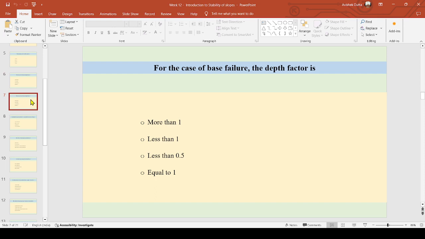For the case of base failure, the depth factor is more than 1, less than 1, less than 0.5, or equal to 1. It is the same question as the last one. The type of failure has been changed.